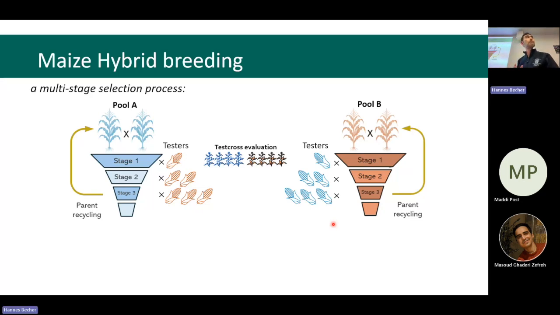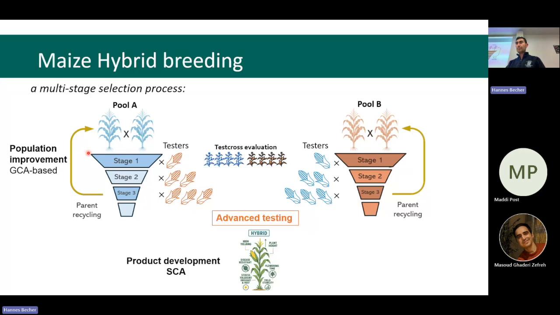For people who will rewatch this, it's really helpful if you use the mouse pointer to point out things. Perfect. Thank you. So they do this reciprocal recurrent selection, and the selection is based on the general combining ability, by testing the candidates with a tester. The tester comes from the opposite or complementary heterotic pool. This is basically the population improvement component in a hybrid breeding scheme.